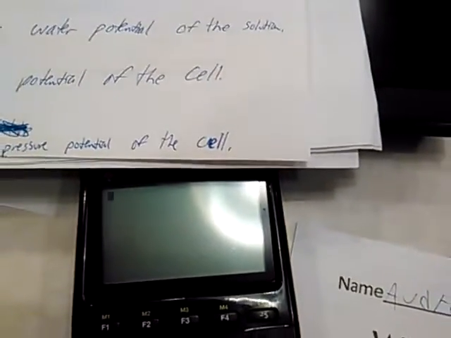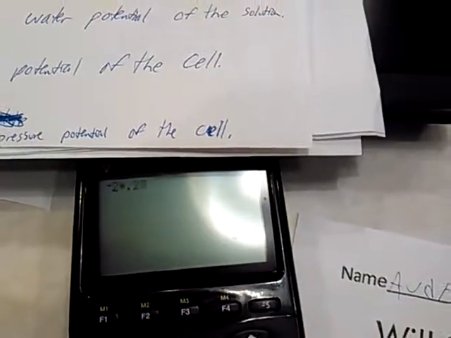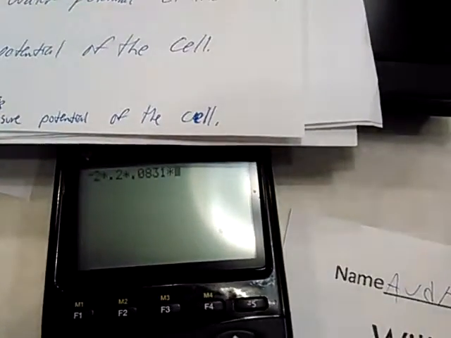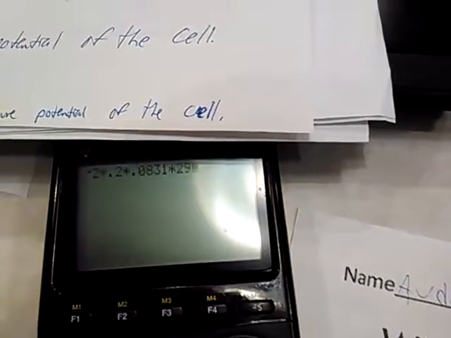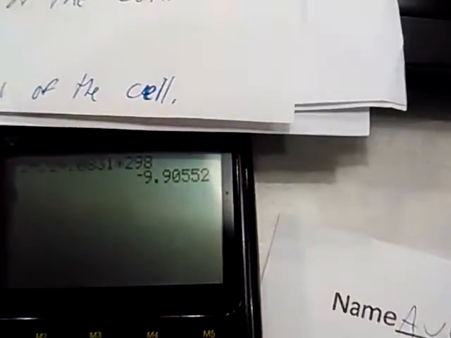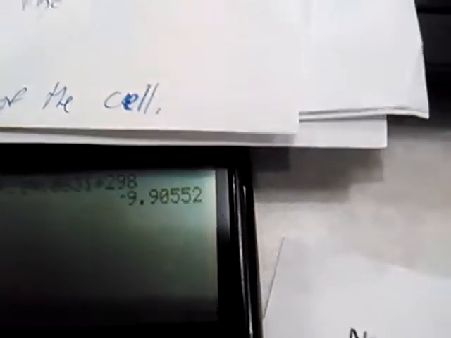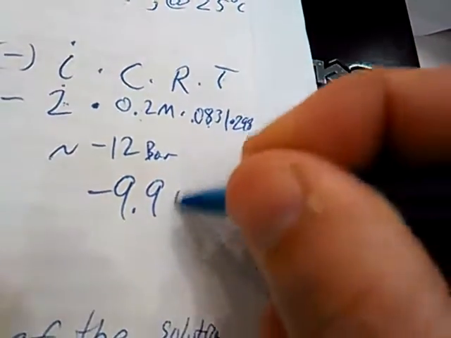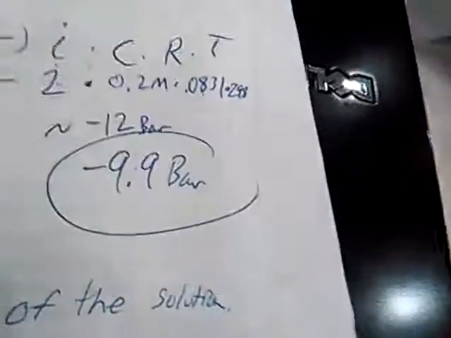All right, let's check this out in the magic number box. So, negative 2 times 0.2 times 0.0831 times 298. See how good my estimation skills are. Negative 9.9. I think that's close enough to 12 to call it good. All right, so negative 9.9 bar. Beautiful.